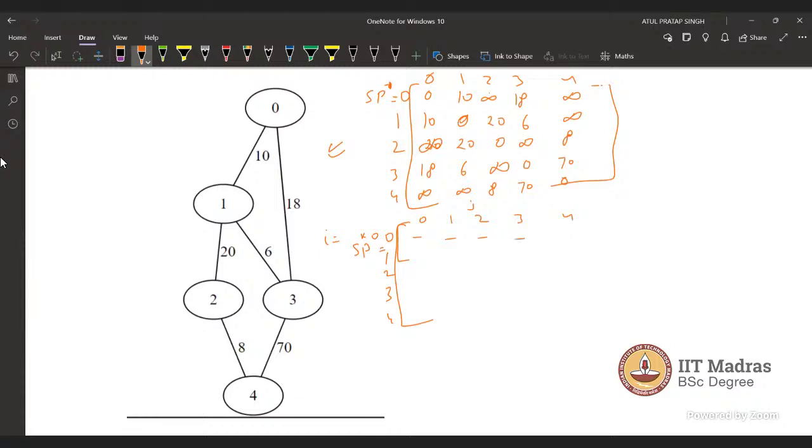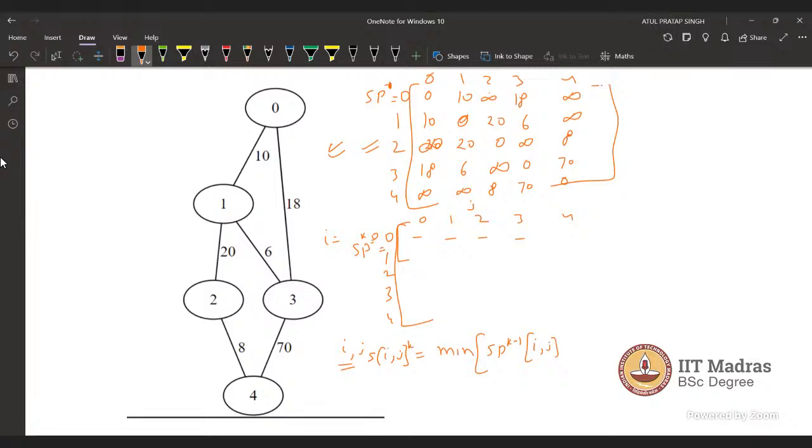Each position is represented by the combination of i and j, and we will apply this formula. S of i comma j, we will fill. This is the k matrix, so k value will be 0, and we will select the min. What is the distance from i to j directly in the previous matrix? We will check the previous matrix value, the previously updated matrix, so we check the value of SP k minus 1 for i to j.